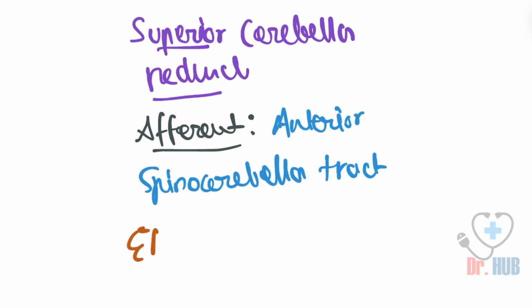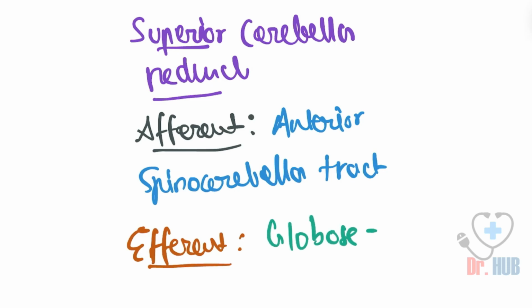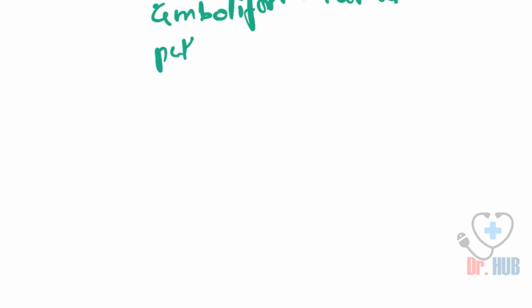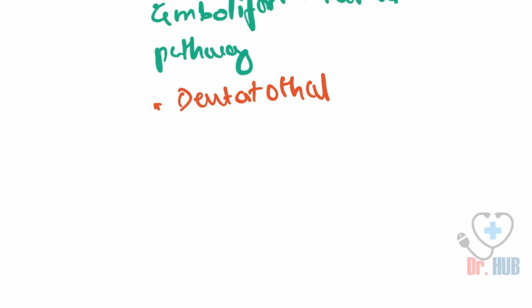Next we look at the efferent fibers. The efferent fibers include the globose and emboliform, that is, the rubral pathway. Next we look at the dentatothalamic pathway as well. So all of this comes under the efferent.